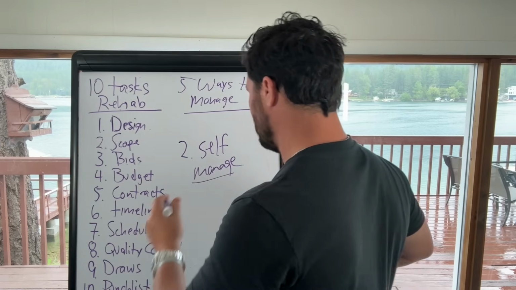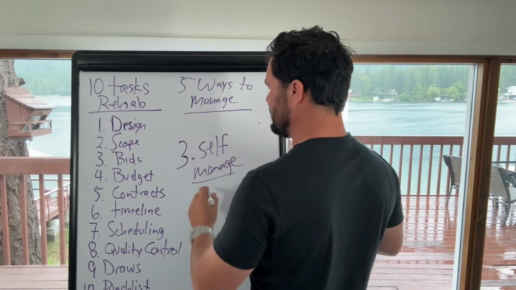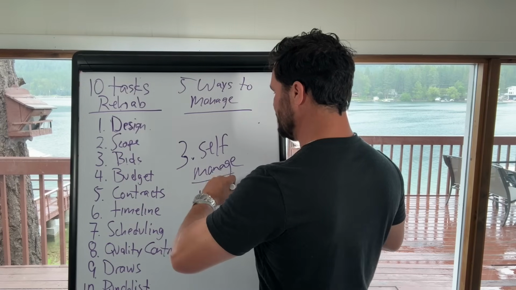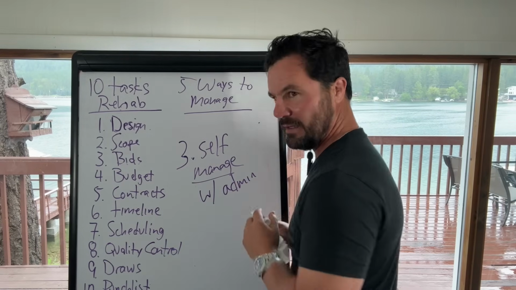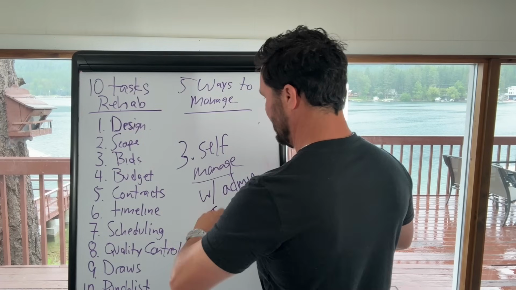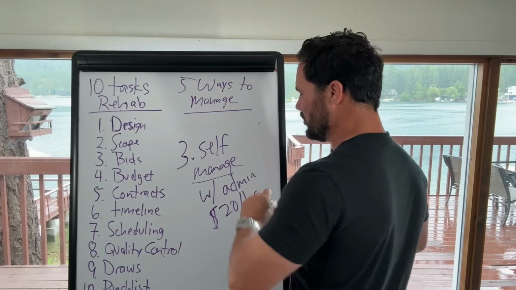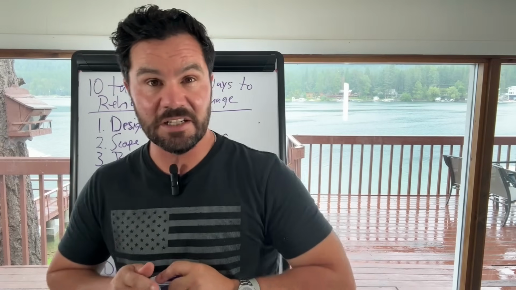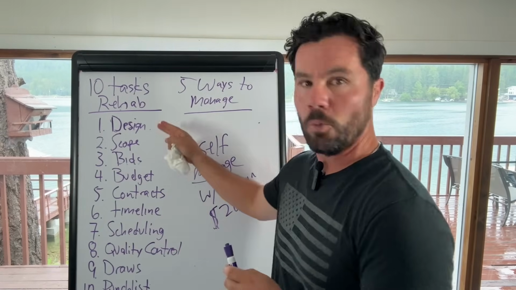Okay, now the third level is one step up from self-managing. It's still self-managing, but it's with admin. It's with an admin helper. Now, this is typically going to be, I would just say, to get a good admin helper, about $20 an hour. And this can drastically reduce a lot of the workload here.